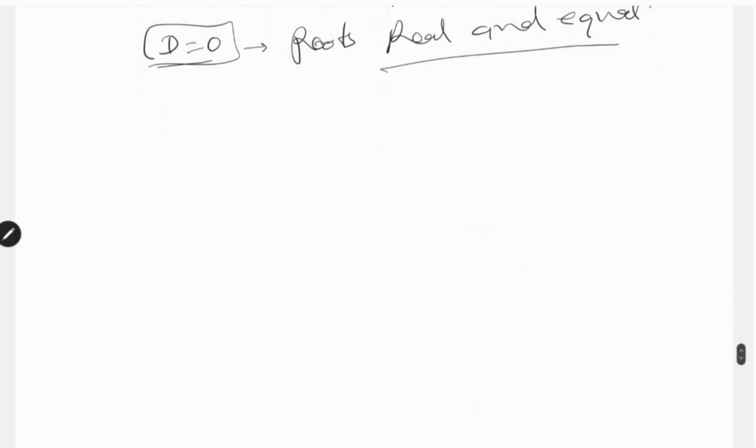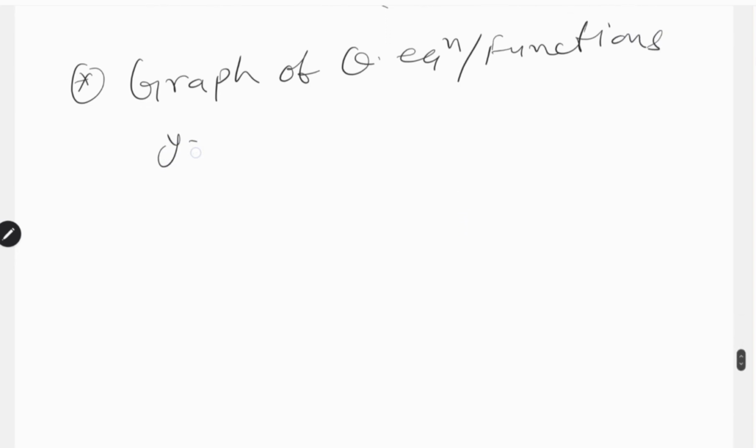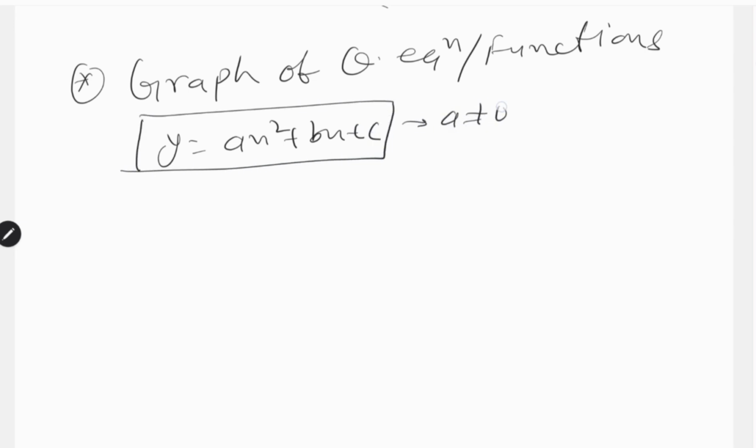Okay, now we move to the next point, graphs. Graph of quadratic equations or functions. Suppose that y = ax² + bx + c, that is a quadratic function, because a is not equal to 0 and a, b, c belong to R. There are two conditions: first, if a is greater than 0, and second, if a is less than 0.